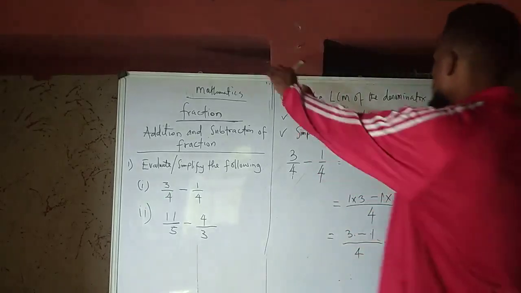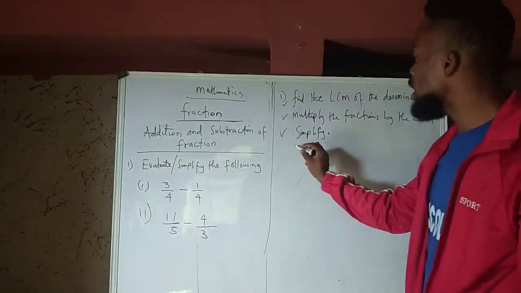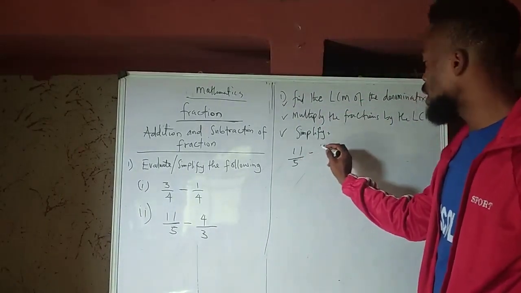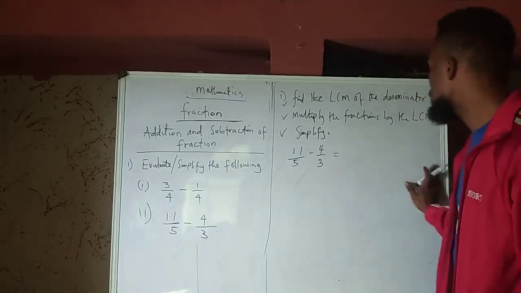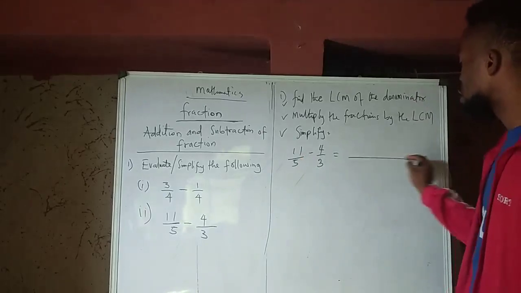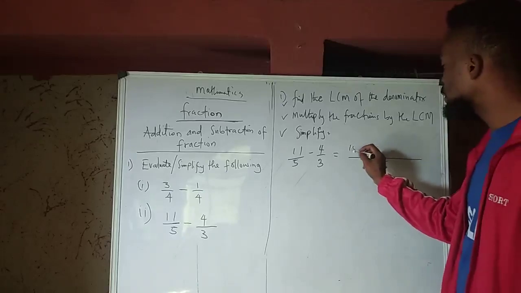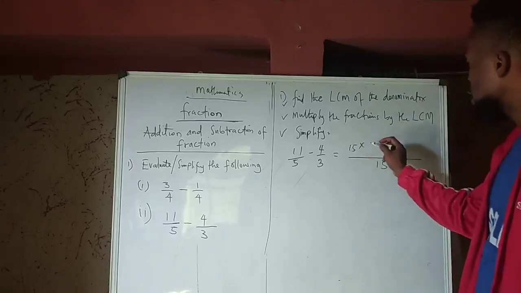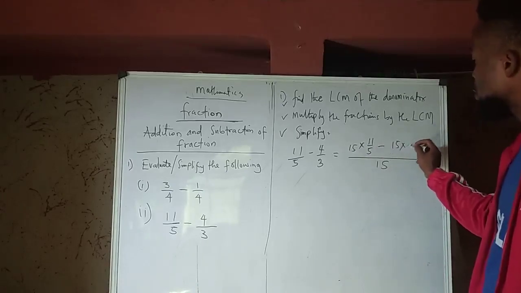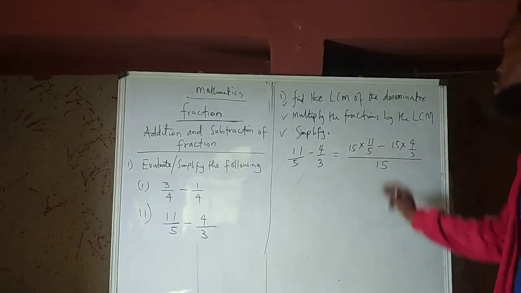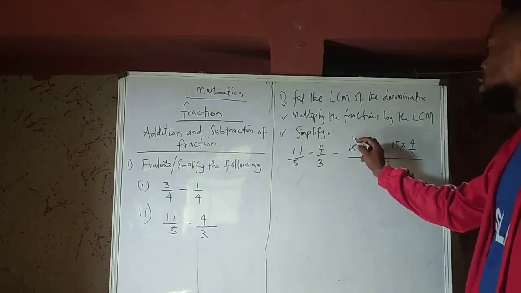Alright, let's take the other example, the other instance up there, where we have 11 over 5 minus 4 over 3. The same procedure applies. The LCM, which we have actually done before, is going to be 15. So we now have 15 times 11 over 5, minus 15 times 4 over 3. So 5 goes into 5, we have 1. 5 divides 15, we have 3.